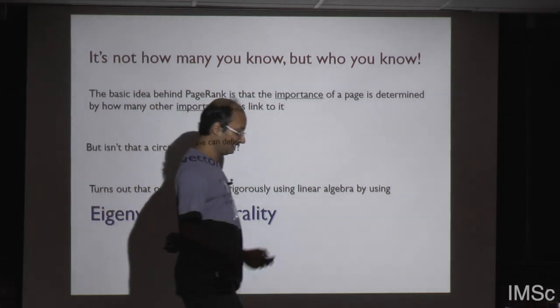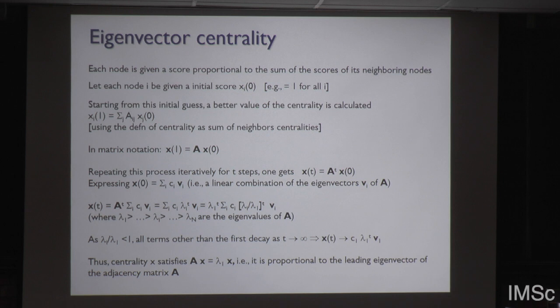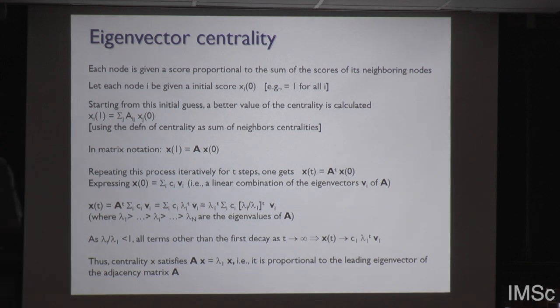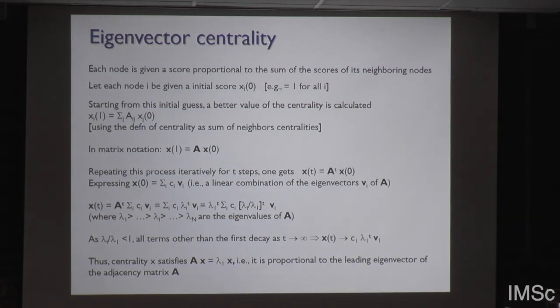And the way you do it is to convert it into a linear algebra problem and use the idea of eigenvectors. And so let's see how the algorithm's basis in graph theory works. So consider it as follows, that each node when you start with is given an importance score which is proportional to the sum of the importance score of its neighboring nodes. Okay, so this is directly translating this phrase that I mentioned before, that your importance is based upon how many other important nodes you are connected to. It's not how many you know, it's who you know. Okay.